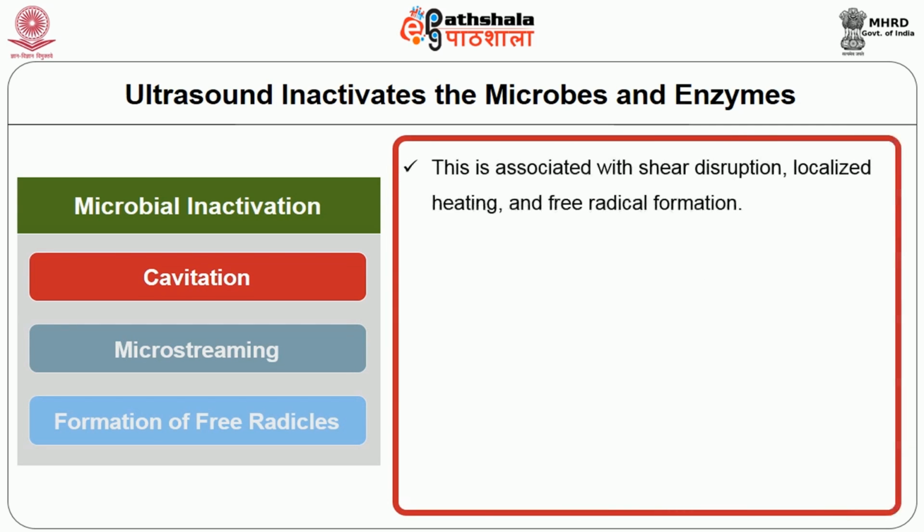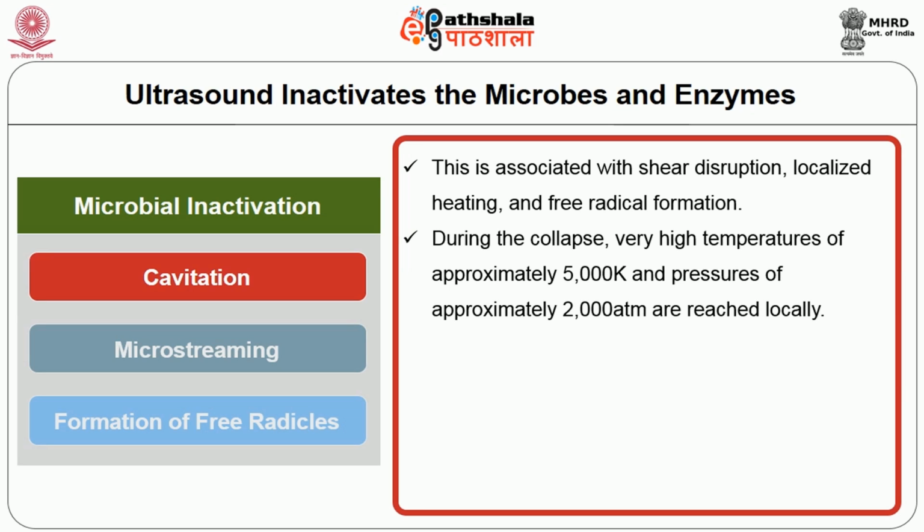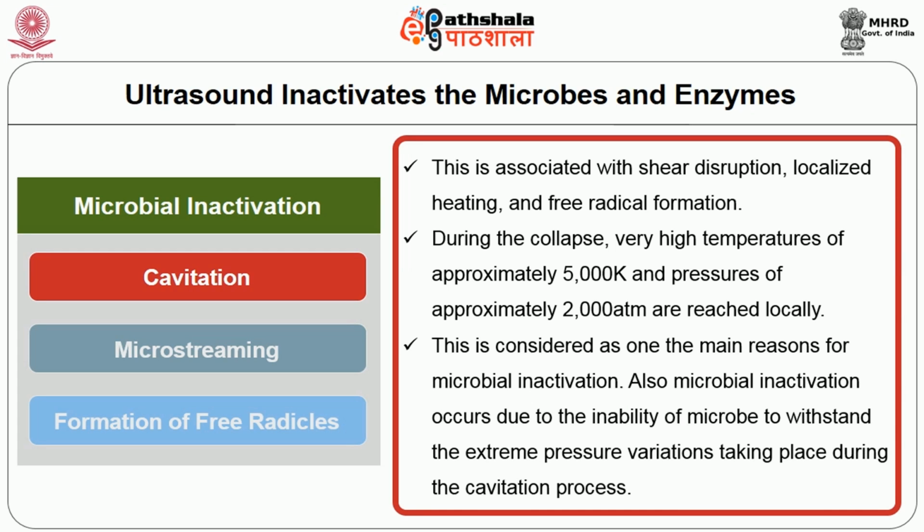Cavitation is associated with shear disruption, localized heating and free radical formation. During this collapse, a very high temperature of approximately 5000 Kelvin and pressures of approximately 2000 atmospheric pressures are reached locally. Cavitation is considered as one of the main reasons for microbial inactivation. Also, microbial inactivation occurs due to the inability of microbe to withstand the extreme pressure variation taking place during the cavitation process.